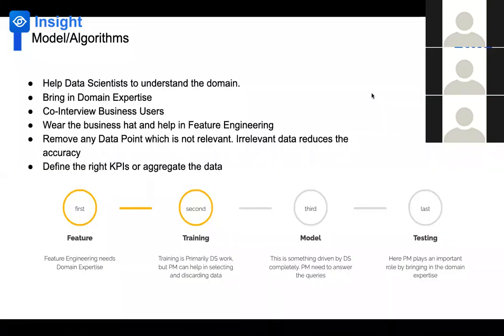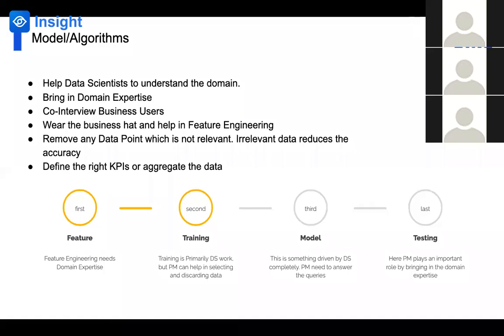So now you have got the data, you are now working with a data scientist. In model training, what will you do? First, let's quickly see what the steps of model training are. Feature engineering, training, you get a model and you do testing.